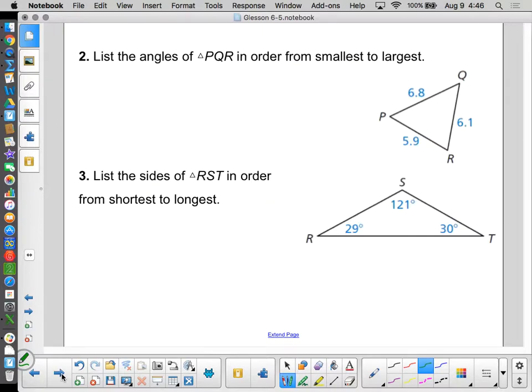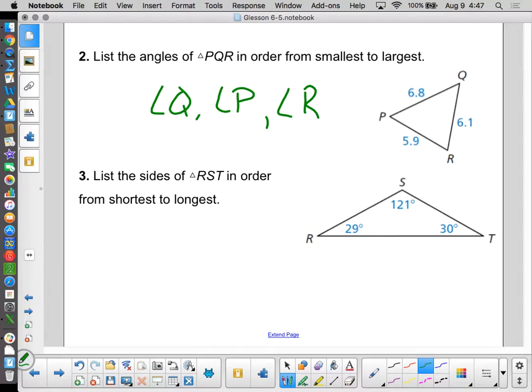Again, list the angles of PQR from smallest to largest. Not obvious in the picture which is the biggest and which is the smallest, because it's close to an equilateral triangle, but it's not. So the smallest angle here would be angle Q. The largest angle is going to be angle R, which means the middle angle is angle P. Some people prefer doing it that way. Instead of going smallest to largest, they identify the smallest, the largest, and whatever's left must be the middle.